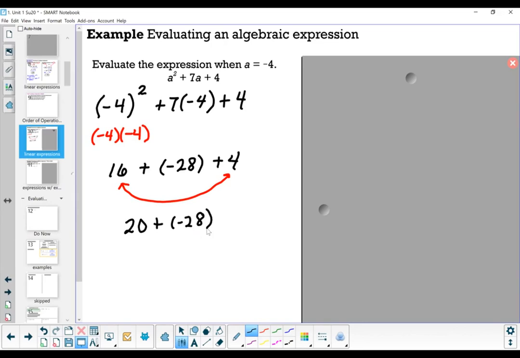They're opposite signs. So when you have a positive number and a negative number, it's like you have money in the bank and you have a bill. So we have a bill that's more than the money we have in the bank. So we're still going to end up negative. So I'm going to subtract 28 minus the 20, but I end up with -8.